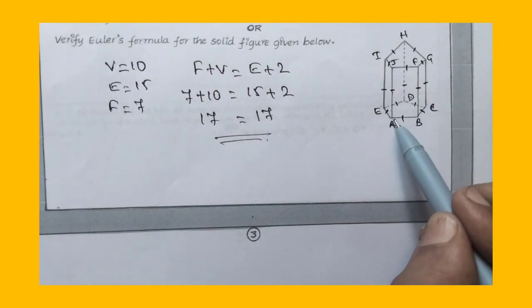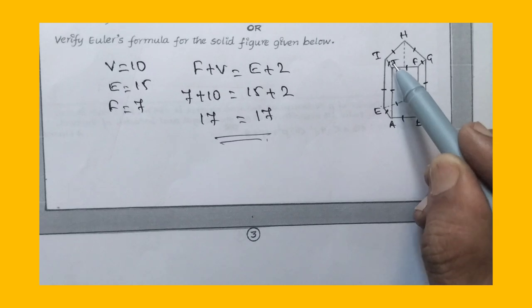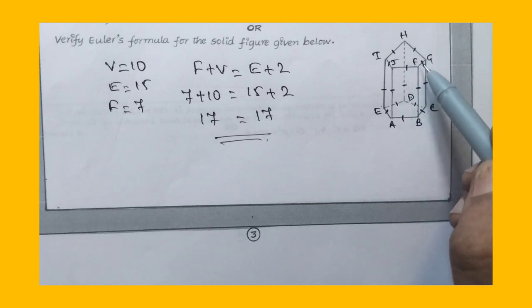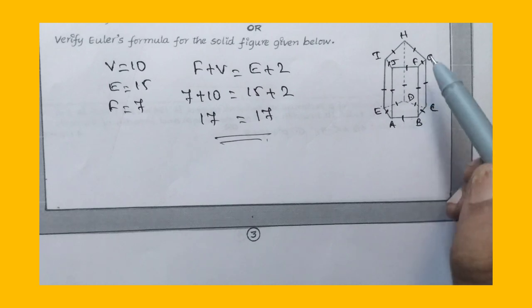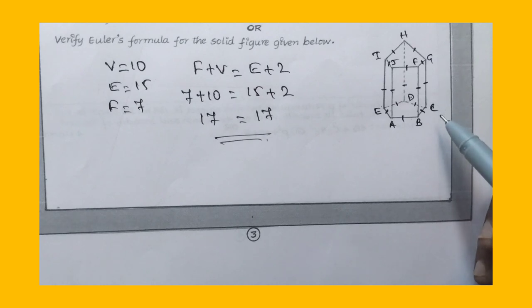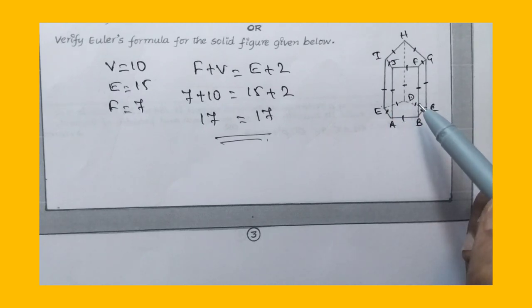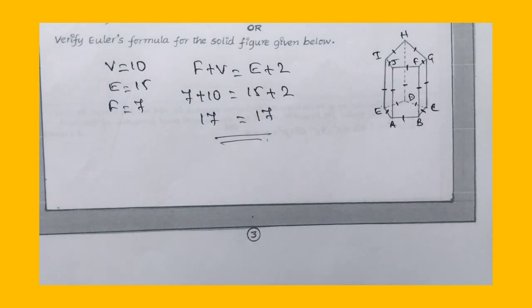Now let us look at the faces. A B C D is 1, B C G F is 2, E A J H is 3, J I H I J, F G, 4 next to E D H I, 5 next to H D, then C G. Then down there is one more, look, E D C B A is 6. Next, the outer face is left, look. So total 7 faces come, so 17 is equal to 17. So this is verification of Euler's formula.